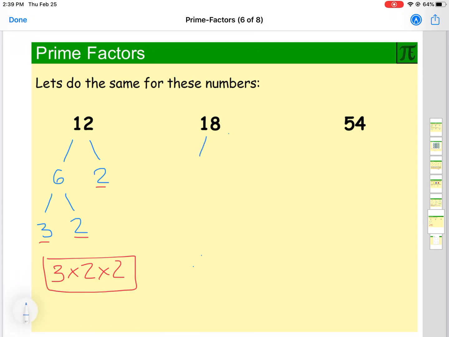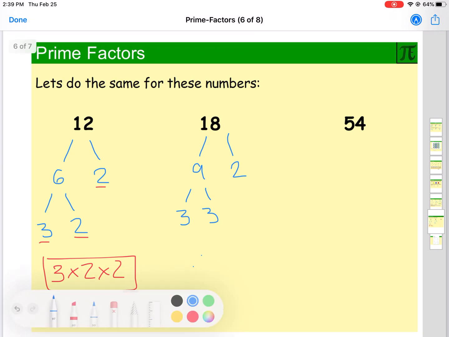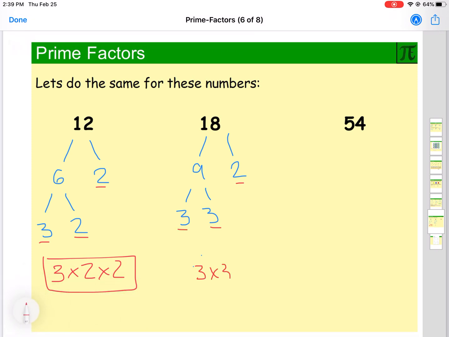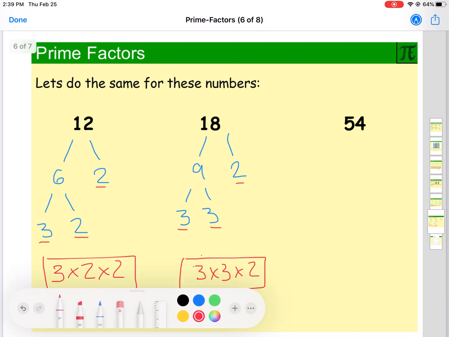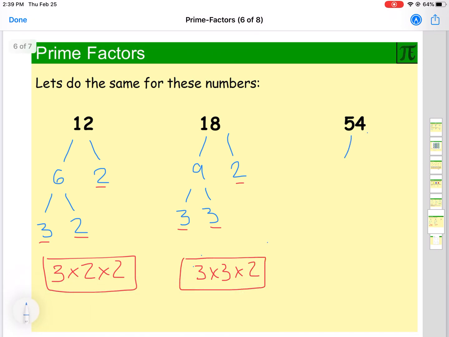What about for 18? Let's use 9 and 2. Again, 2 is a prime number, so that can't go anywhere. And 9 can be split up into 3 and 3. 3 times 3 times 2 will give me the prime decomposition of 18.